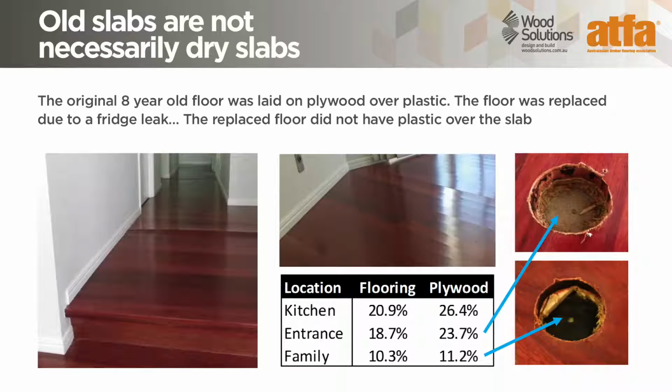It's interesting to note that the photo of the slab with high moisture content doesn't have any pools of water. It's a slow moisture release that causes this problem, which is why it can go unnoticed. As we said, this old dry slab is not an old dry slab.